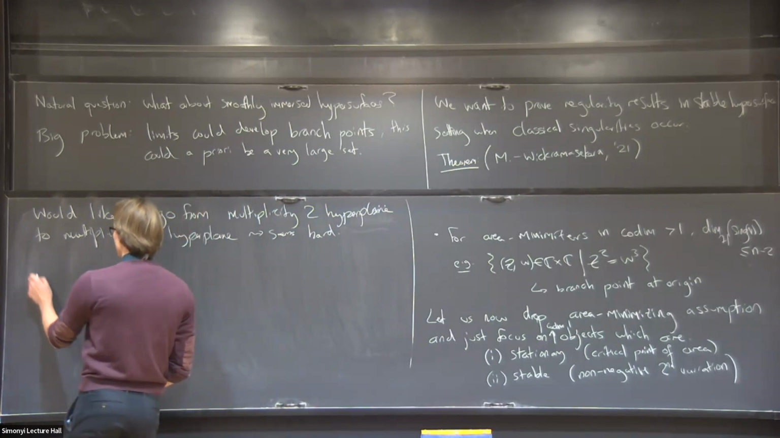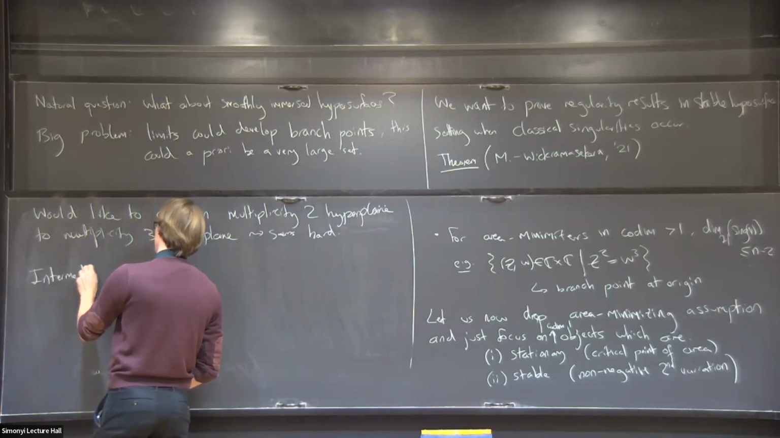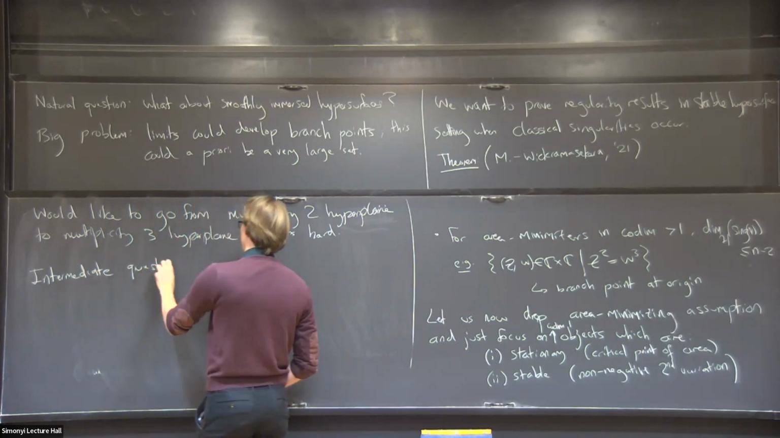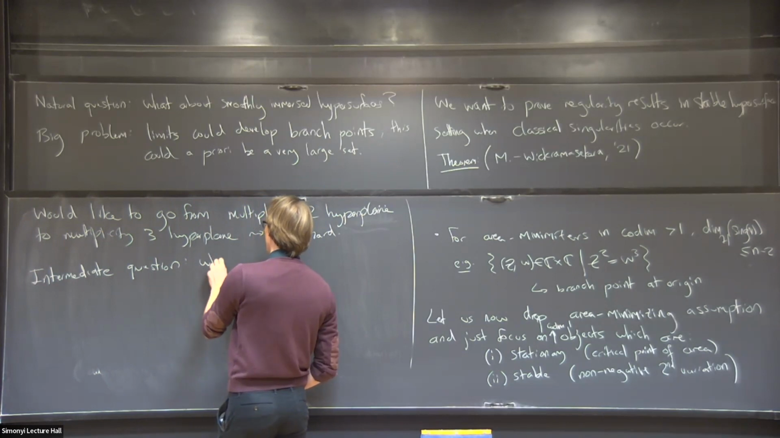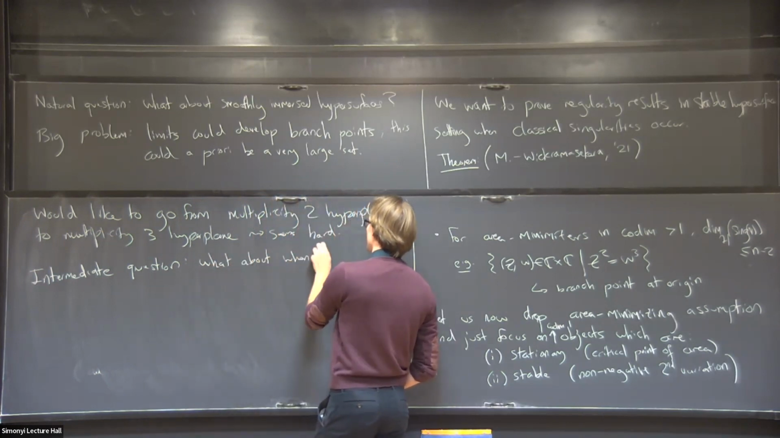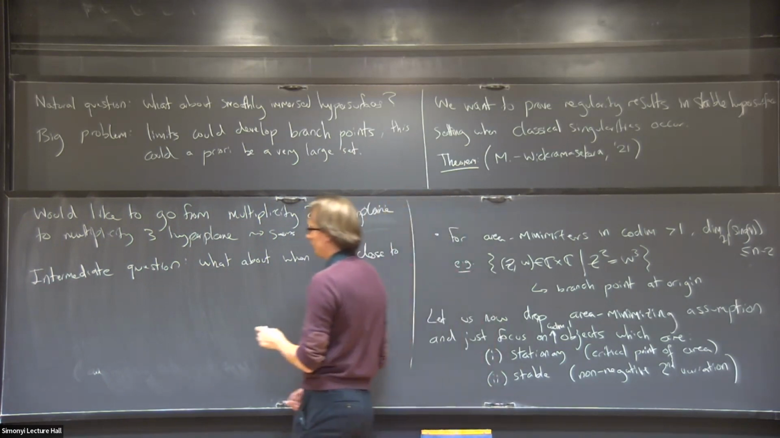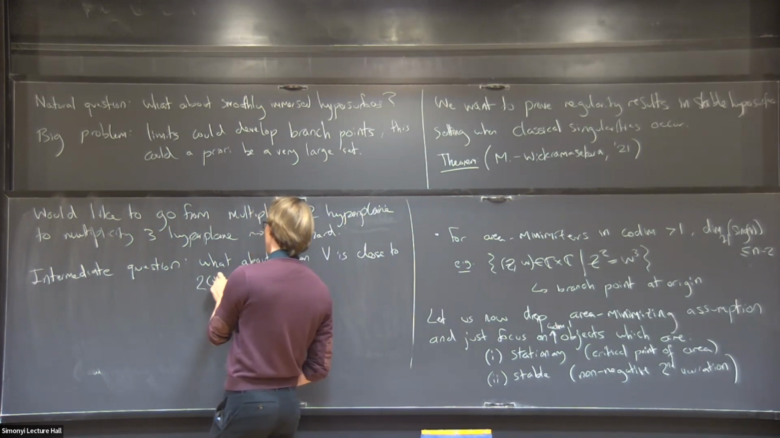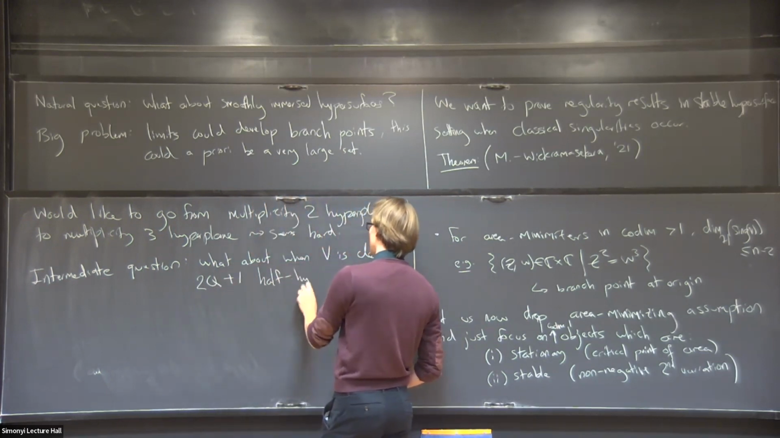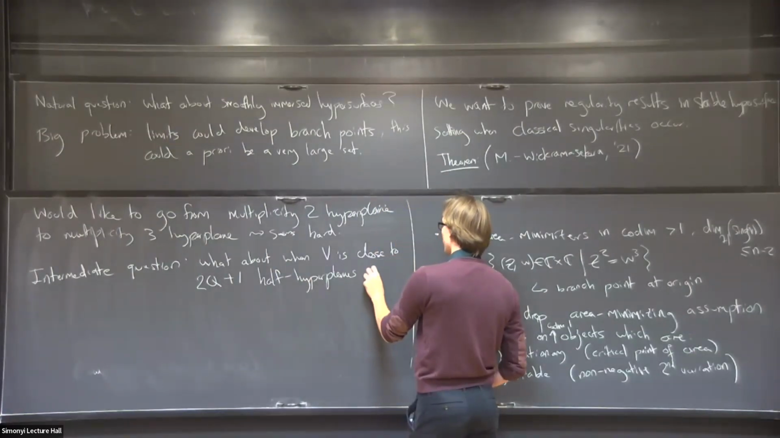So an intermediate question. What about when V is close to 2q plus 1 half hyperplanes? Anything along that axis?